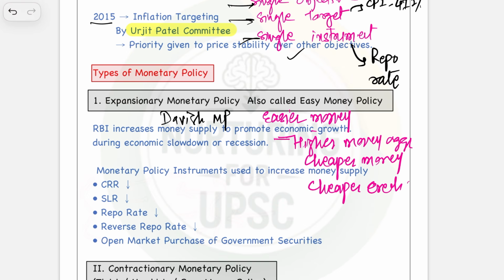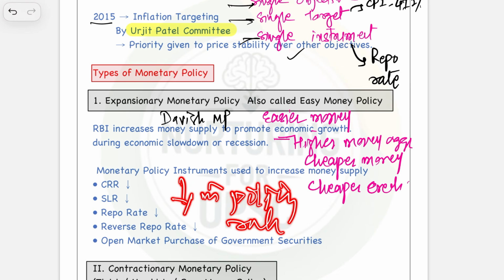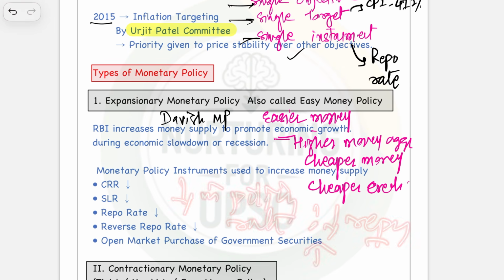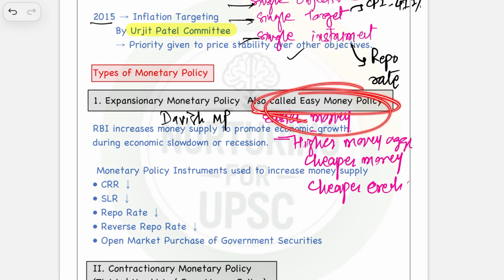But for now, you should know that a decrease in the policy rates, a decrease in the repo rate, a decrease in the borrowing rates, or easier money, cheaper money, would mean there is an expansionary monetary policy, whereby there is a higher availability of money in the economy.